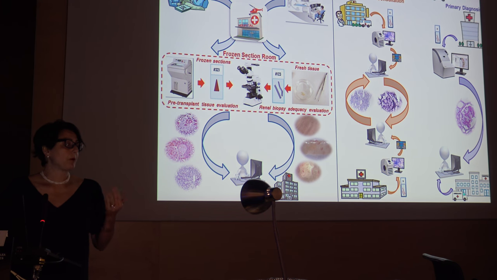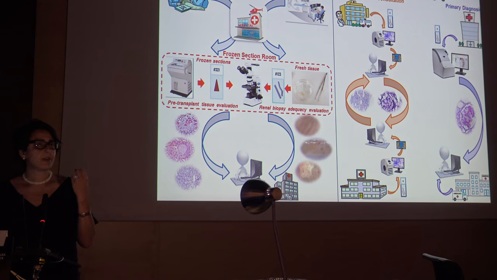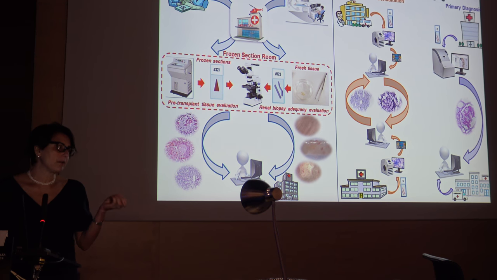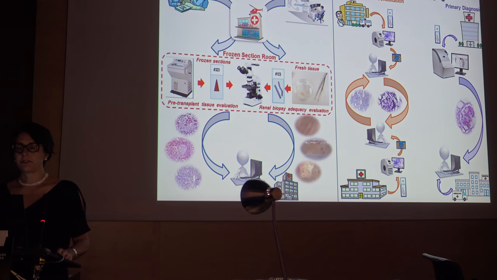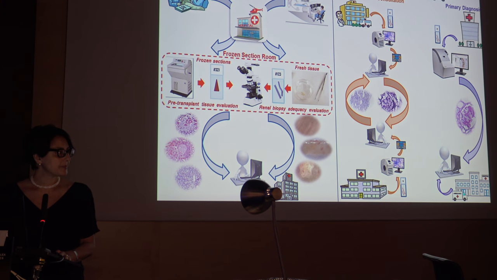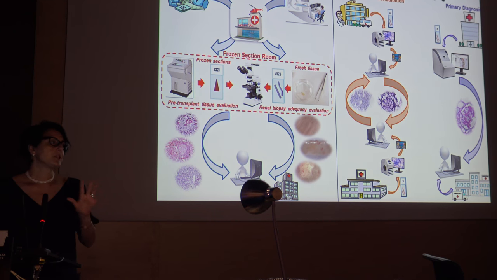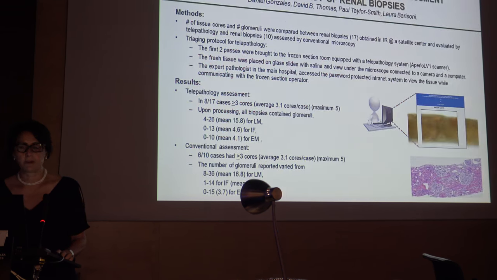And we know that when we harvest kidneys, we have poor reproducibility of the data that we provide, and very often kidneys are not evaluated properly, so there are a lot of issues. The other way we can use telepathology is, for example, for the evaluation of adequacy at the time of the biopsy itself, of the fresh tissue. Everything you do, you need to validate in your own laboratory. So for example, we validated this process.